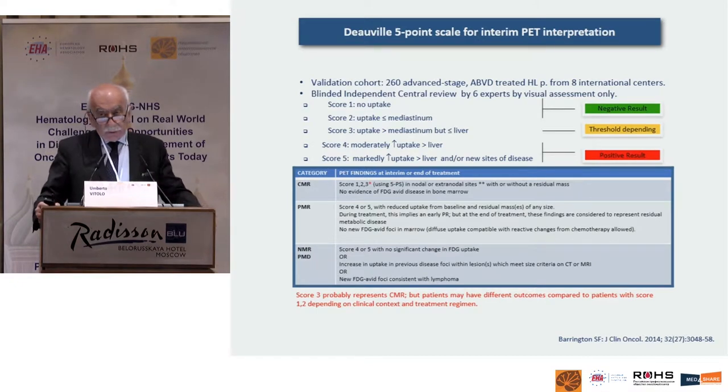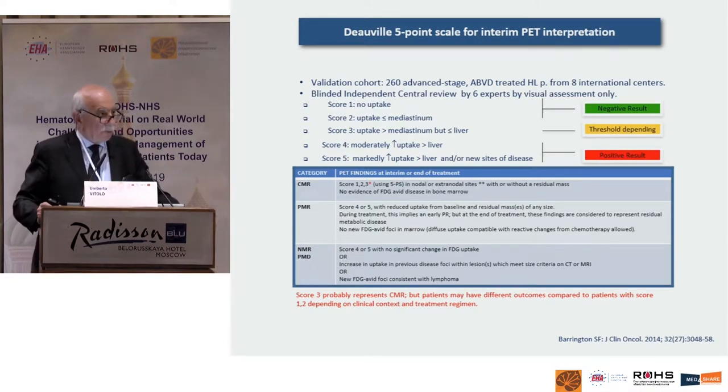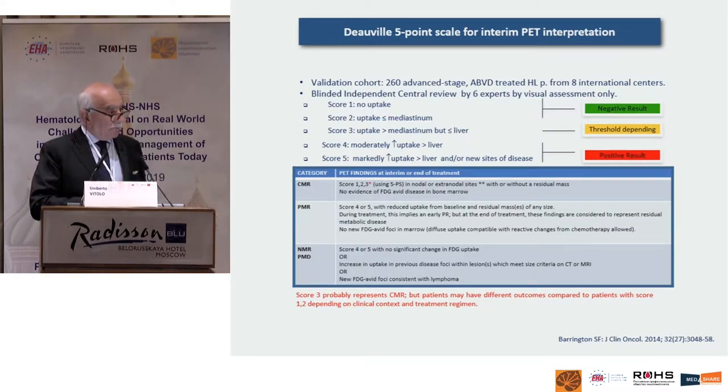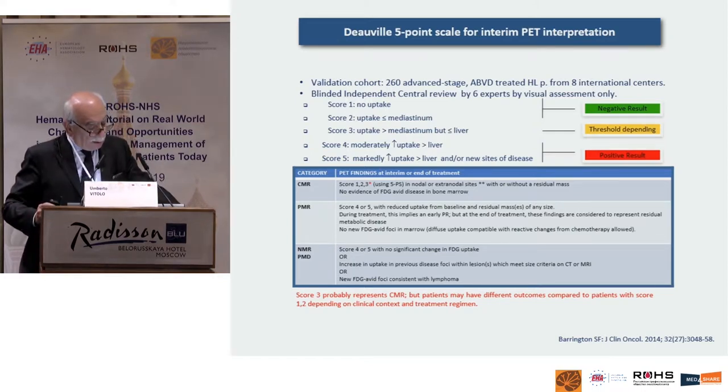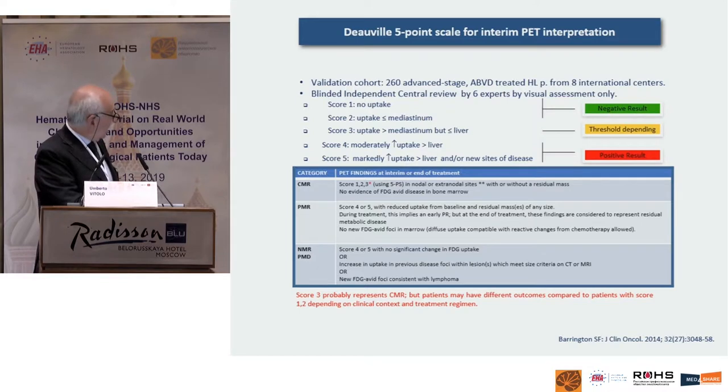Okay, PET is also important to assess the response in Hodgkin lymphoma, and as you know, now we have the Deauville 5-point scale that was developed mostly for the interpretation of the interim PET, I mean the PET that you do during the treatment and also at the end of the treatment. There are 5 points: score 1, no uptake; score 2, an uptake less than the mediastinum blood pool; these are clearly negative. Score 4 and score 5 are clearly positive findings with uptake more than the liver, and score 5 means progressive disease with new lesions.